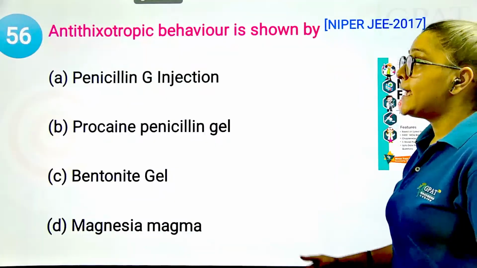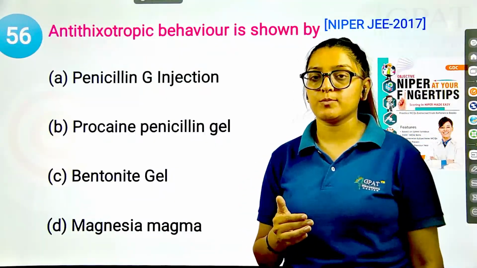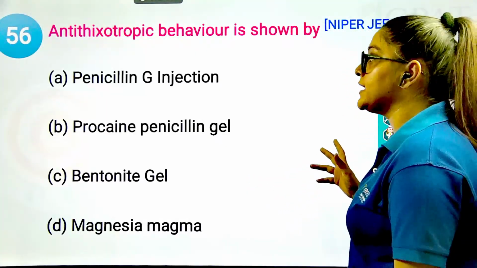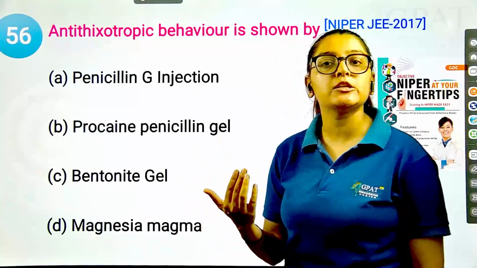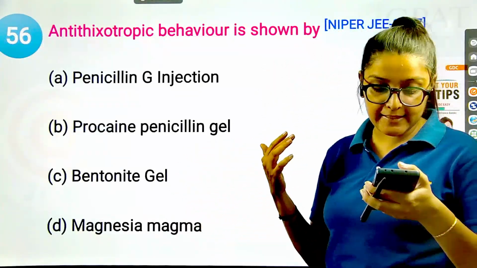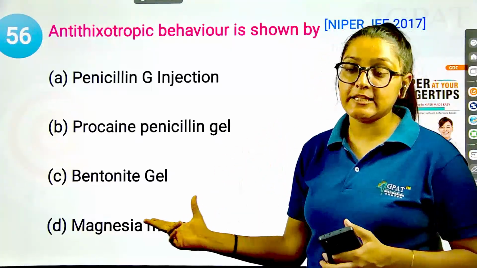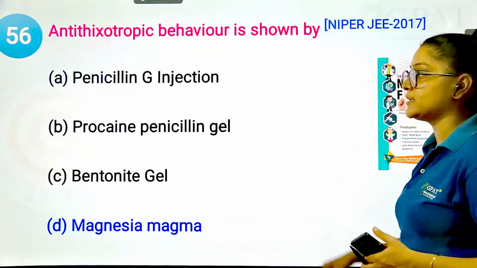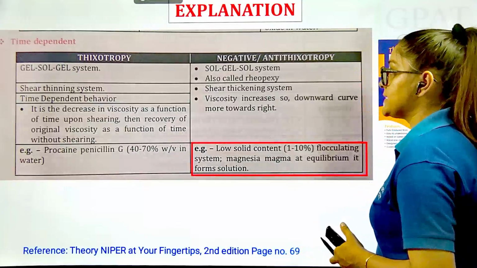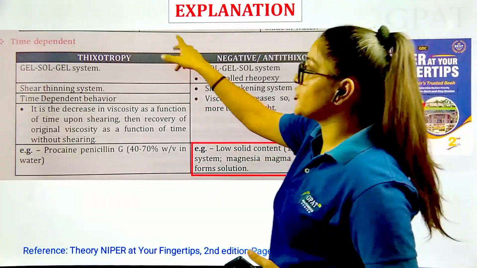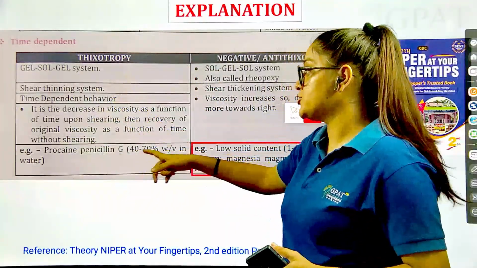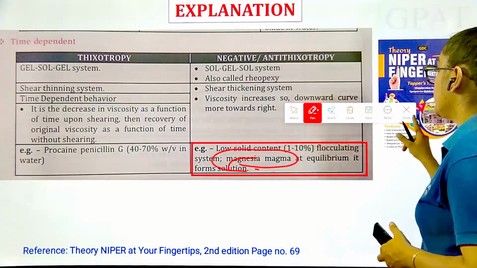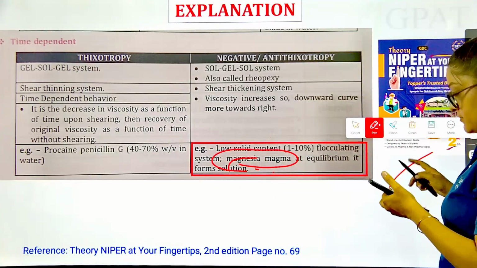Okay. Next, anti-thixotropic behavior is shown by... For the thixotropic behavior, generally we say procaine penicillin G mainly shows thixotropic behavior. For the anti-thixotropic behavior, we have magnesium magma. You can spot option number D, right? So option number D, magnesium magma, is going to be the correct answer. For thixotropy, please note, we have procaine penicillin G. For negative thixotropy, we have magnesium magma, right? Okay.